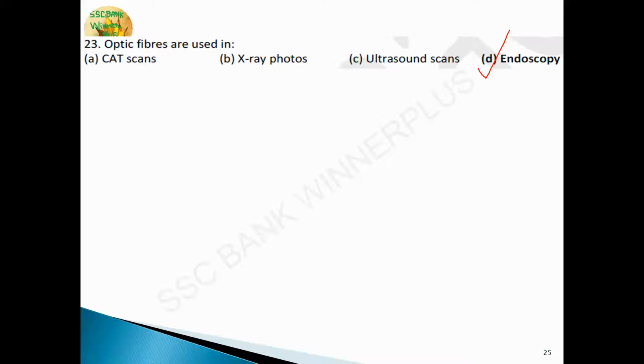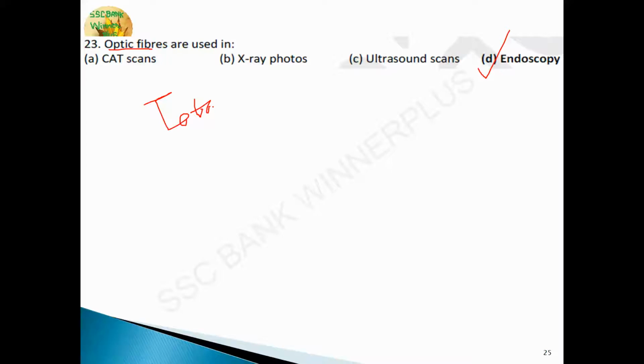And what is the basic principle of optical fiber? The working principle of optical fiber is total internal reflection. Very important. What is total internal reflection? Total internal reflection takes place at the boundary between two transparent media when a ray of light in a medium of higher refractive index approaches the other medium at an angle of incidence greater than the critical angle. So total internal reflection is the working principle of optical fibers.